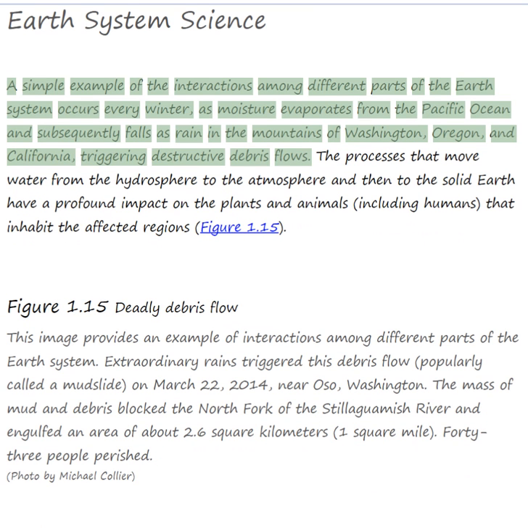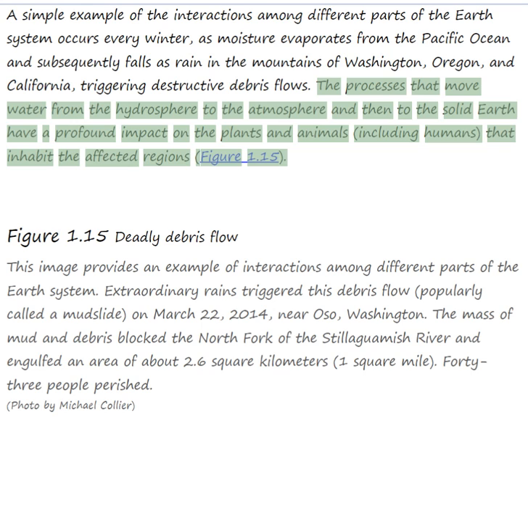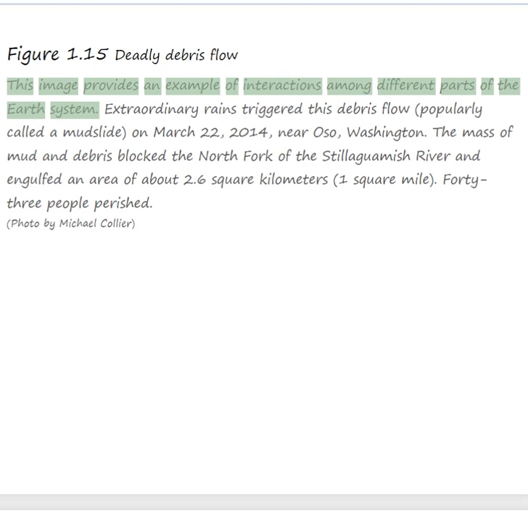A simple example of the interactions among different parts of the Earth system occurs every winter, as moisture evaporates from the Pacific Ocean and subsequently falls as rain in the mountains of Washington, Oregon, and California, triggering destructive debris flows. The processes that move water from the hydrosphere to the atmosphere and then to the solid Earth have a profound impact on the plants and animals that inhabit the affected regions. This image provides an example of interactions among different parts of the Earth system.